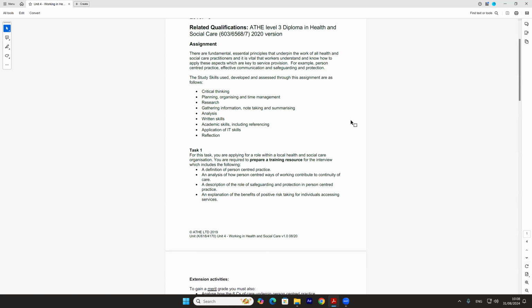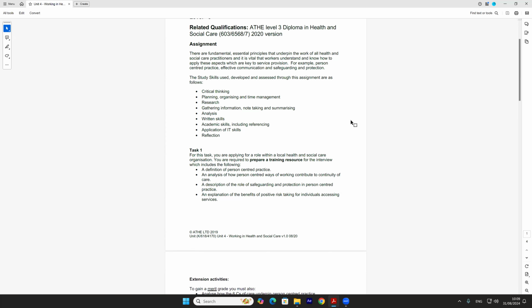If we give an example as well, then that would be better in the assignment. So we can take an example of a care setting. If an elderly individual prefers to have meals at a specific time, a person-centered approach would ensure that their meal schedule is respected and adjusted to their preferences whenever possible. And why is it important? Understanding person-centered practice is crucial because it promotes dignity, respect, and autonomy, leading to better outcomes and a higher quality of life for those in care.